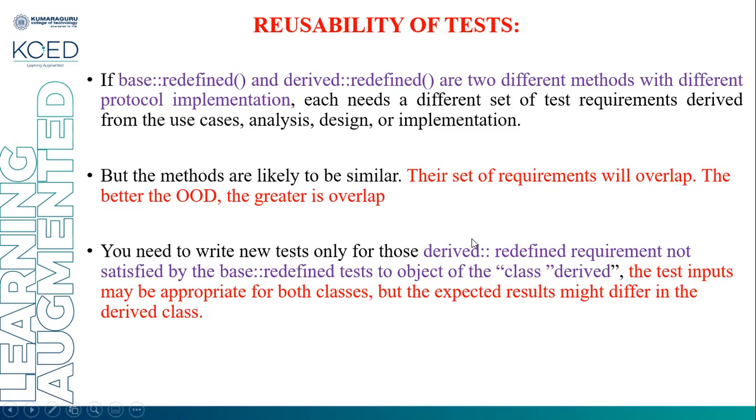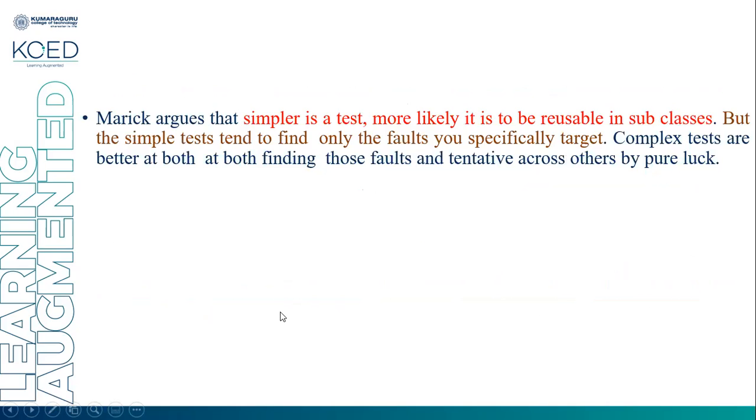So in this case, you have to make new test cases only for the derived redefined requirement not satisfied by the base redefined method. The test inputs may be appropriate for both classes, but the expected results might differ in the derived classes.